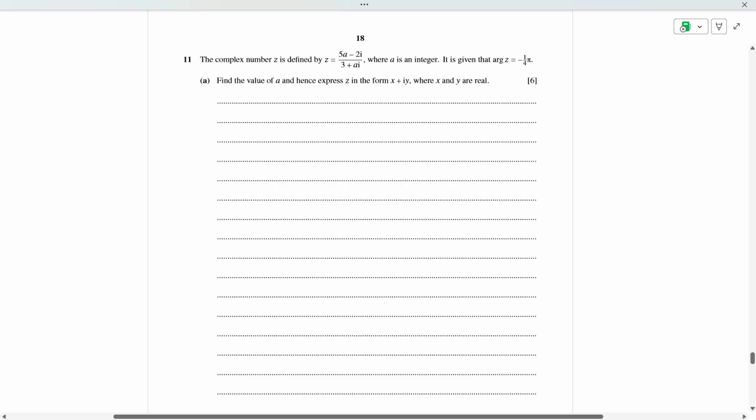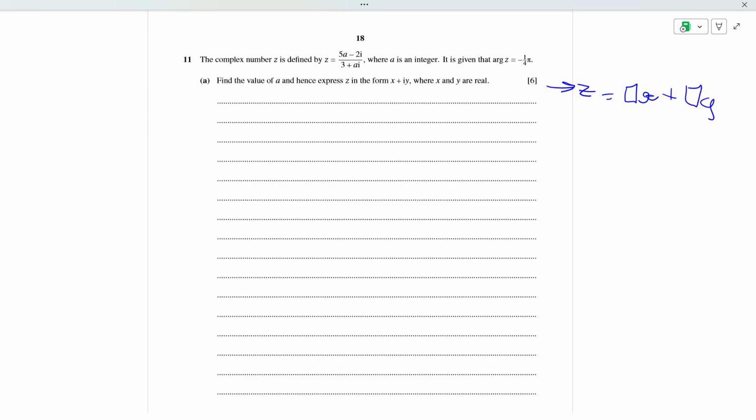The first thing that you want to do is rationalize z, so that you write it in the form z is equal to some x plus yi. That's what you want to do first. Because since the argument of z is a negative quarter, this is what you have: the value of z looks something like this on an Argand diagram. This is imaginary z, and then this is real z.